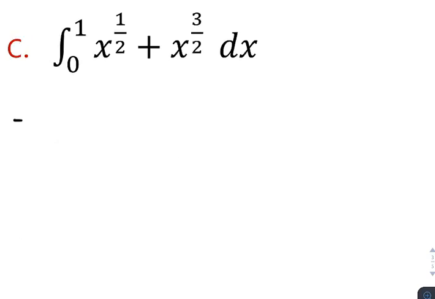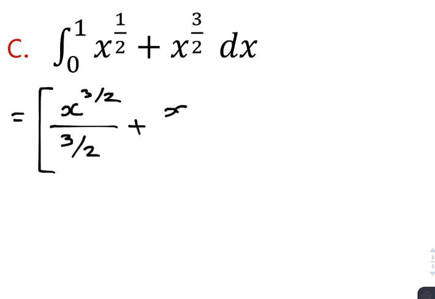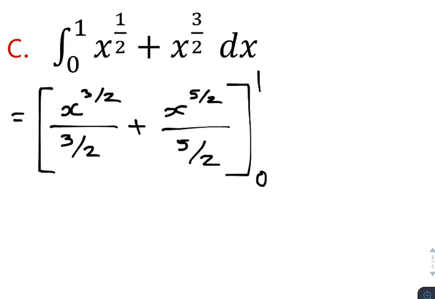Alright, part C, we're looking to do the integral of x to the power of a half plus x to the power of 3 halves between the lower limit of 0 and the upper limit of 1. First step, let's do our integration. We can integrate each of these terms separately. Raise the power, we get 3 halves, and we divide by that new power of 3 halves. Raise the power and we get 5 halves, divide by 5 halves. And then we still have our lower and upper limits of 0 and 1 respectively.